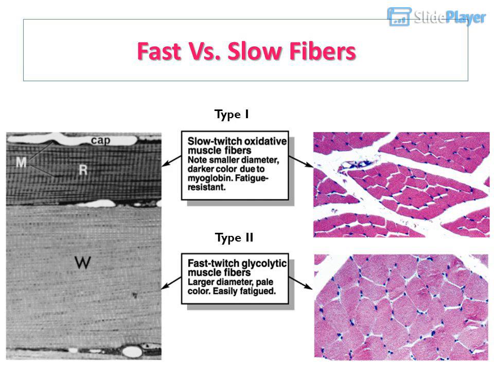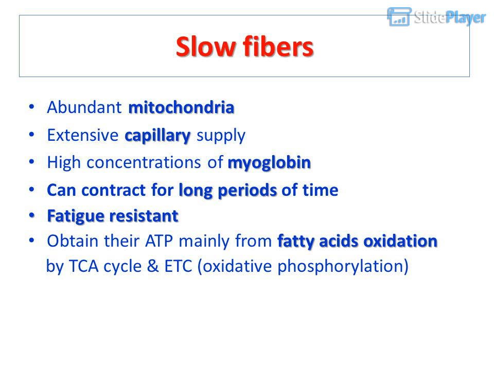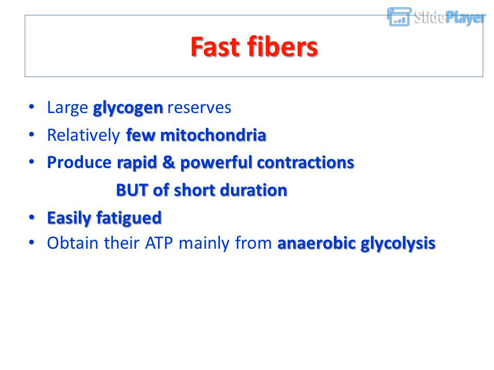Type I, slow fibers: abundant mitochondria, extensive capillary supply, high concentrations of myoglobin. Can contract for long periods of time, fatigue resistant. Obtain their ATP mainly from fatty acid oxidation by the TCA cycle and oxidative phosphorylation. Type II, fast fibers: large glycogen reserves, relatively few mitochondria. Produce rapid and powerful contractions, but of short duration, easily fatigued. Obtain their ATP mainly from anaerobic glycolysis.